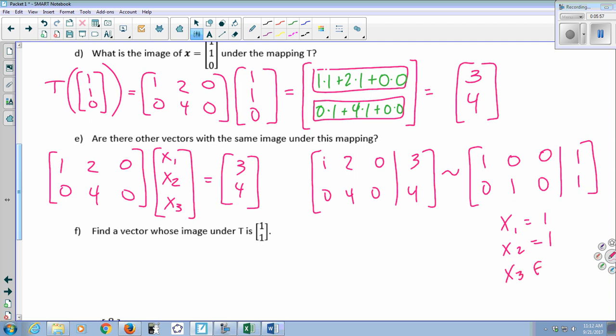x3 is free. So as long as you choose any vector that is 1, 1, anything, the result will be 3, 4. The one I gave you was 1, 1, 0. I could have put anything in that third spot and I would still get 3, 4 as my output.